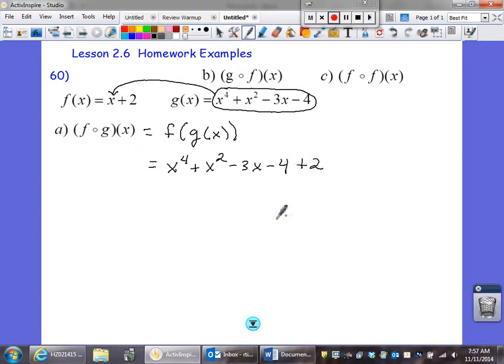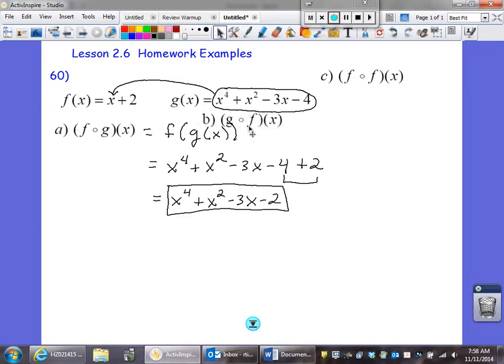All we have to do is put some like terms together, and that means when we put these two guys together right here, we're left with x to the fourth power plus x squared minus 3x minus 2. And this completes part A of the problem, doing the composition. This was the short side of the problem because part B is not going to be quite as short this time.